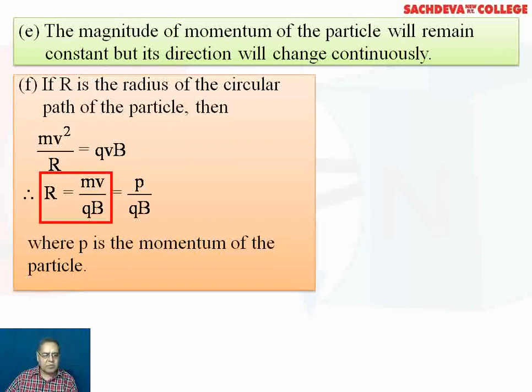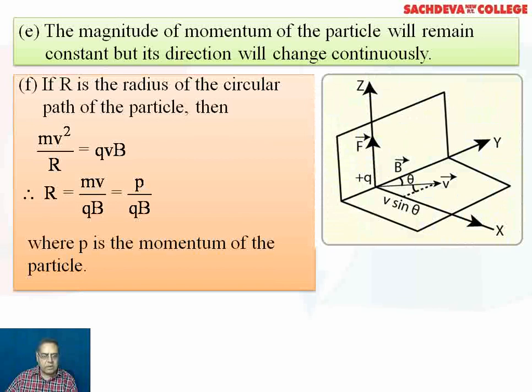r is mv over qB, that is the radius of the path. mv is replaced by p, where p is momentum. So r is directly proportional to momentum, where q and B must be constant, and r is inversely proportional to B, where p and q must be constant. Again, you can check the figure.